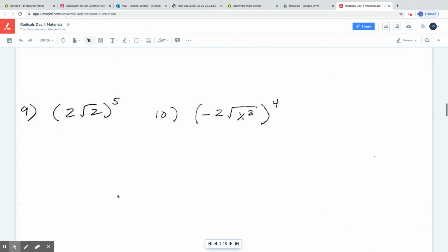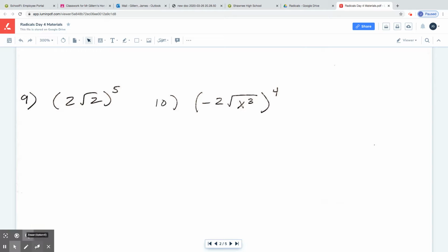All right, last two. Now, what you have to be careful about with these problems. This is 2 root 2 to the 5th. So this means 2 root 2 times 2 root 2 times 2 root 2 times 2 root 2, and you get the idea, and one more time, okay?